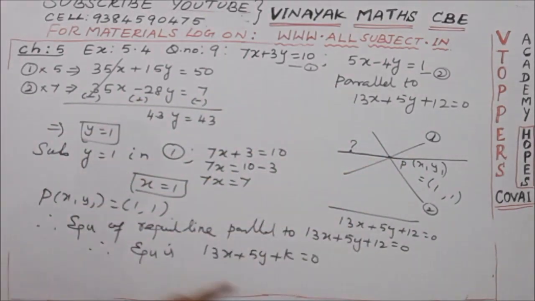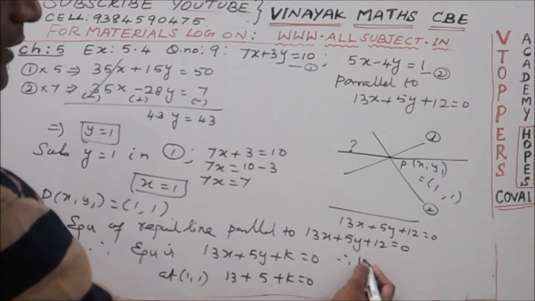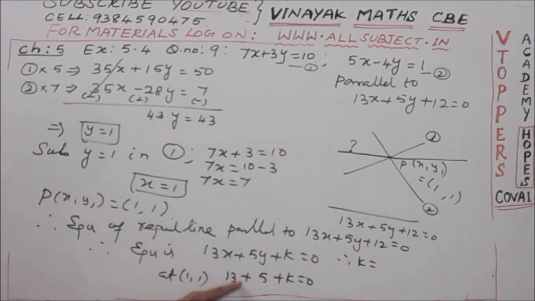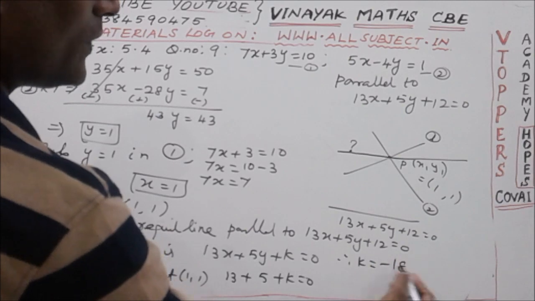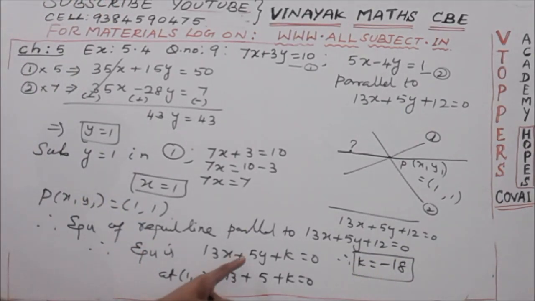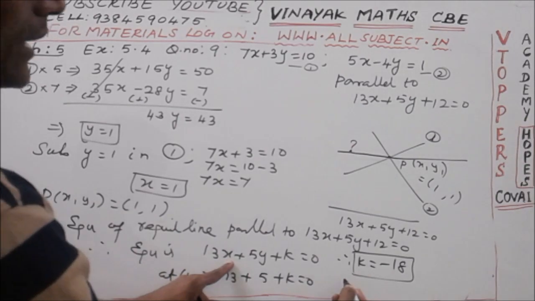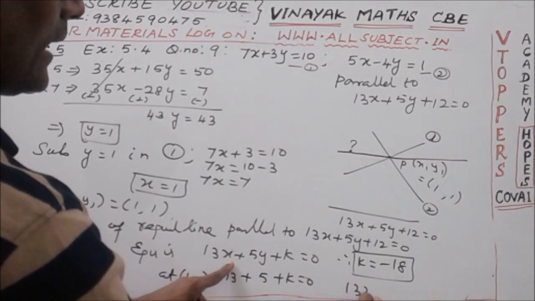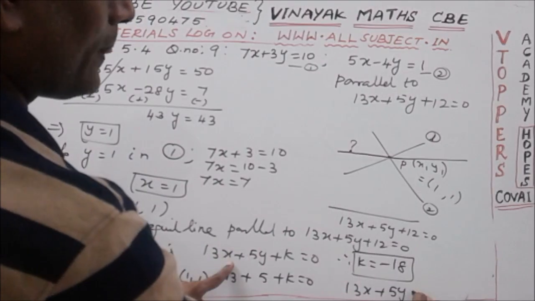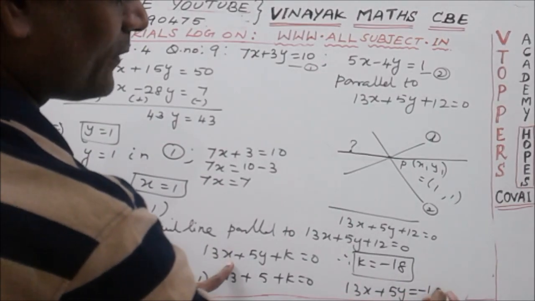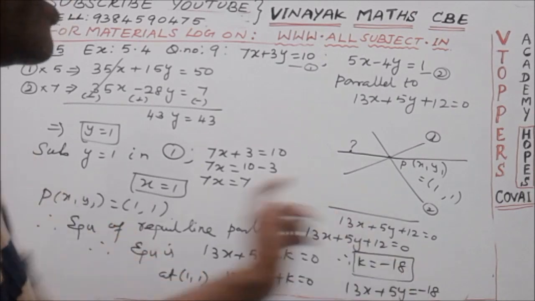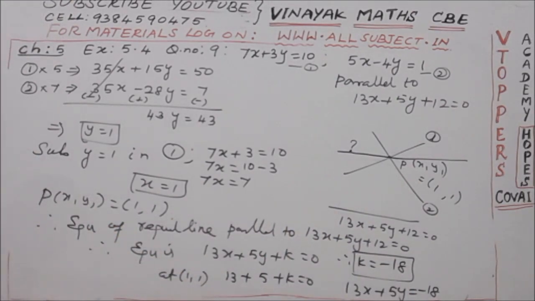Now it passes through the point 1 comma 1, so substitute 1 comma 1 in it. 13 into 1 is 13, 5 into 1 is 5, plus k equal to 0. Therefore k equal to 13 plus 5, 18, so k equal to minus 18. Now substituting k equal to minus 18 in the above equation, the required equation is 13x plus 5y equal to minus 18, or 13x plus 5y plus 18 equal to 0.